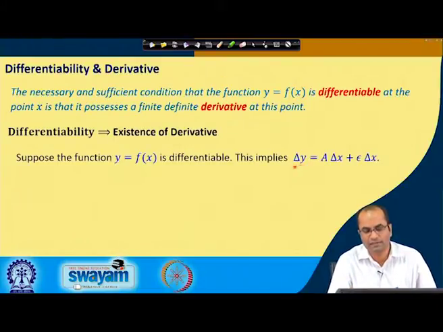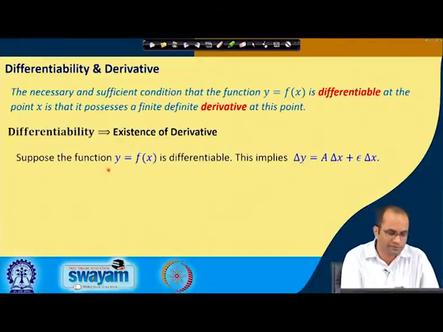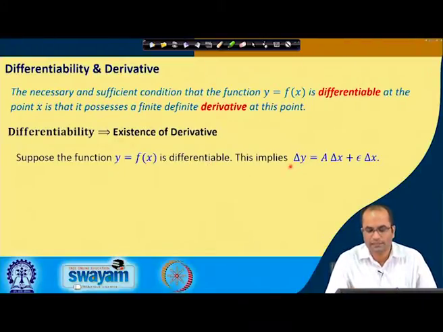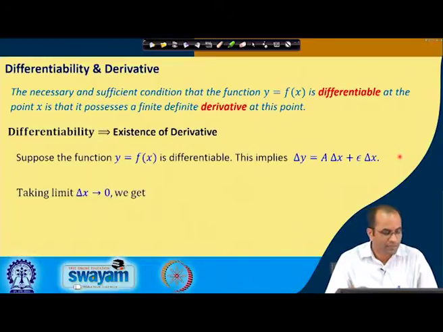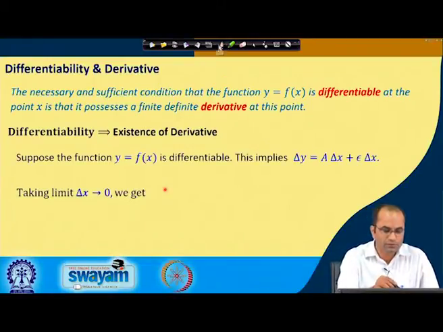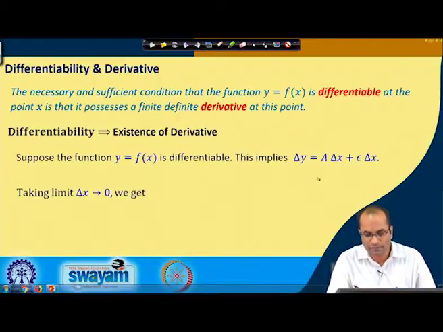express this increment delta y, when an increment in x is given by delta x. If we can write this delta y as A delta x plus epsilon delta x, then this function is differentiable. We have assumed that the function is differentiable. That means we can express delta y is equal to A delta x plus epsilon delta x. And now we can take the limit. Before we take the limit, we can divide by this delta x.